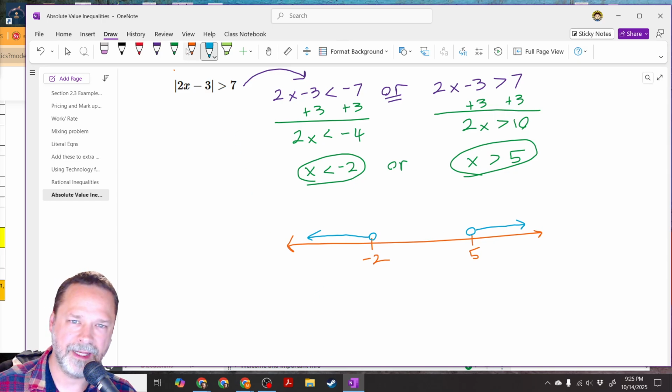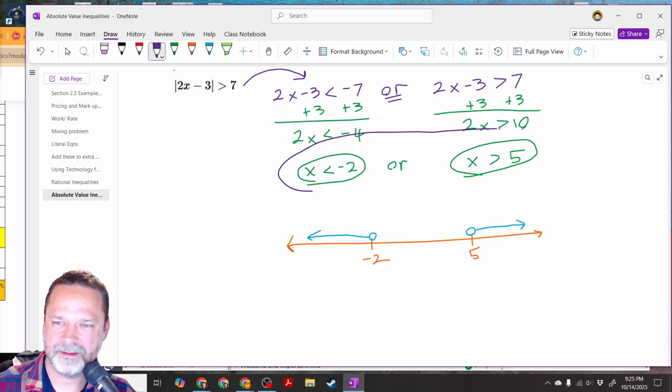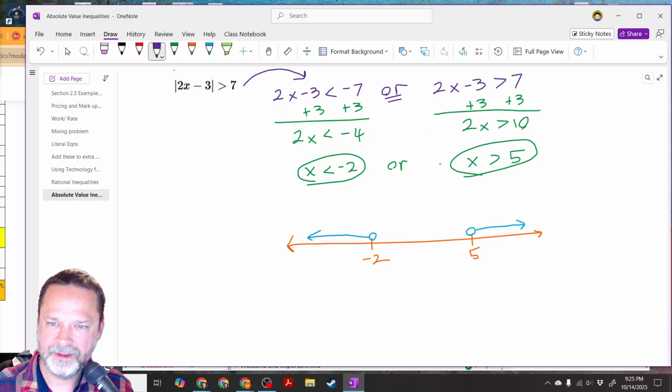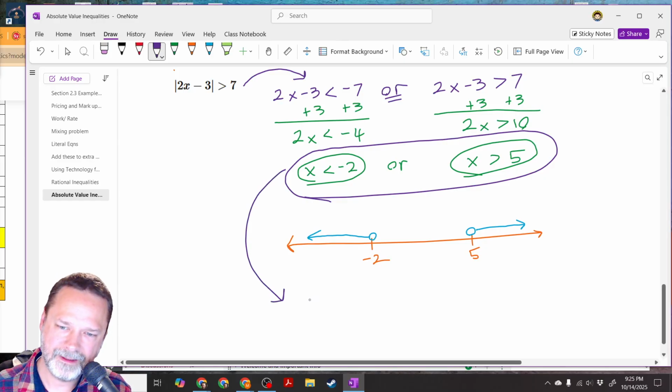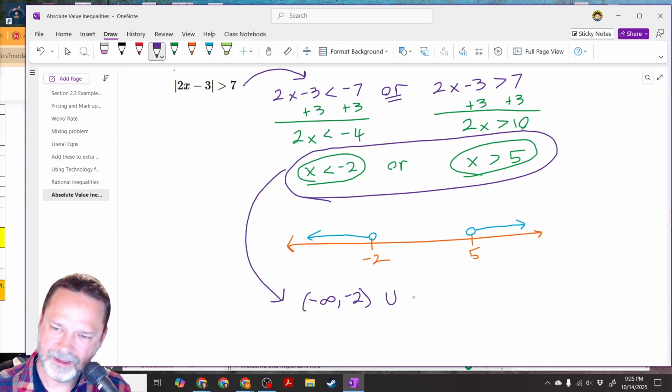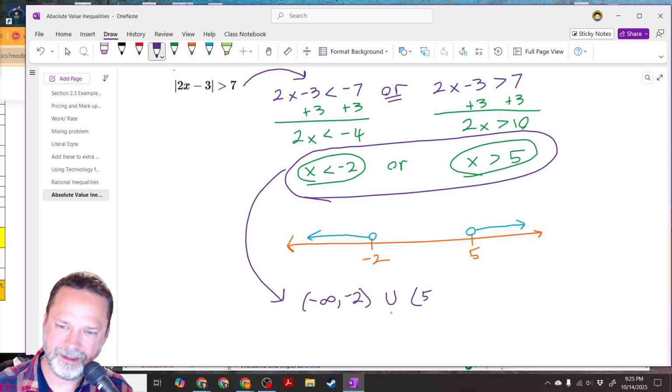And in interval notation, if I want to rewrite it in interval notation, it would be negative infinity, and you can look at the graph as well, right? Negative infinity to negative 2, union, 5 to infinity. And since we don't have equality, we do not use brackets, we use parentheses for the negative 2 and the 5. And that would do it. That would be our solution.